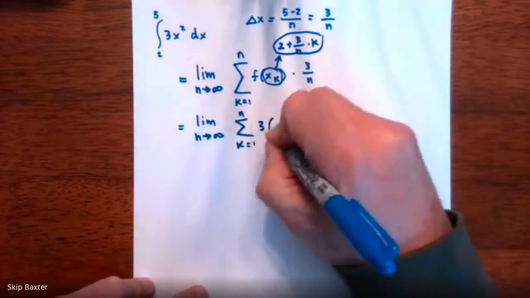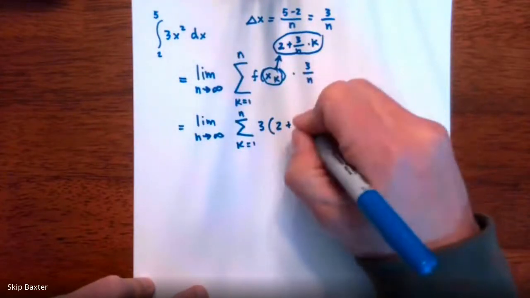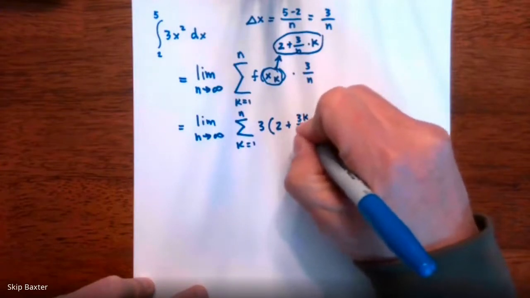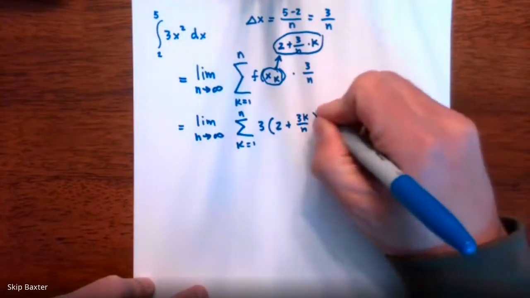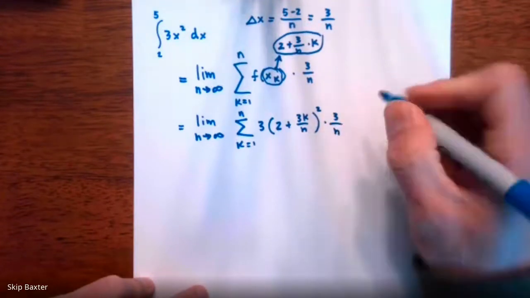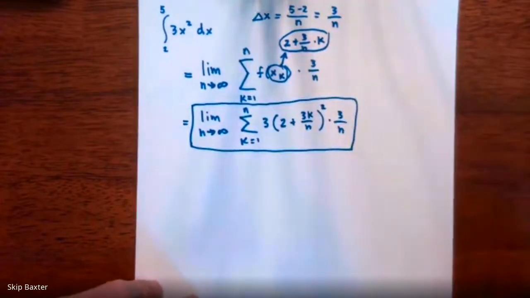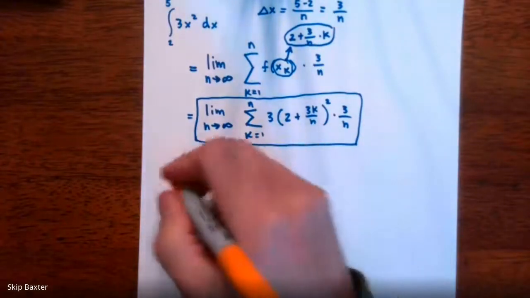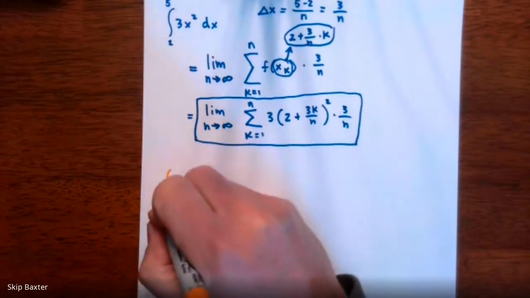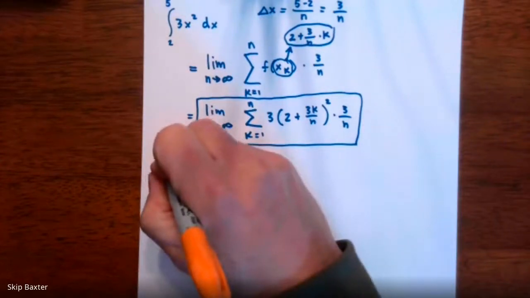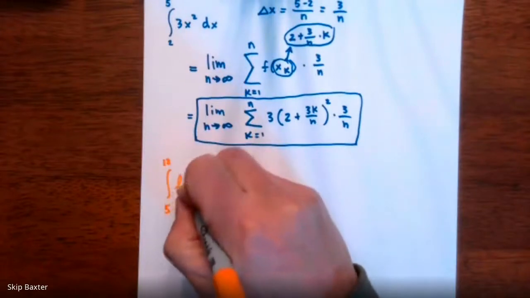So it's going to be 3 times 2 plus, maybe they'll write it as 3k over n or something, squared, times 3 over n. That's it. That's all you're going to do, just rewrite it using the summation notation instead. Okay? If I had another one, let's suppose I had something like the integral from 5 to 12 of ln x dx.